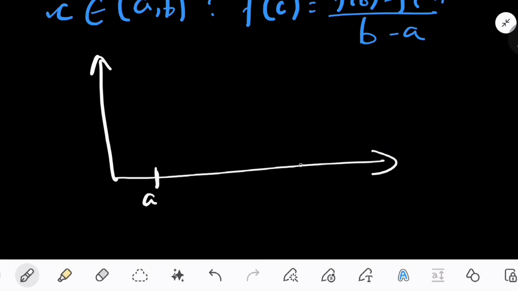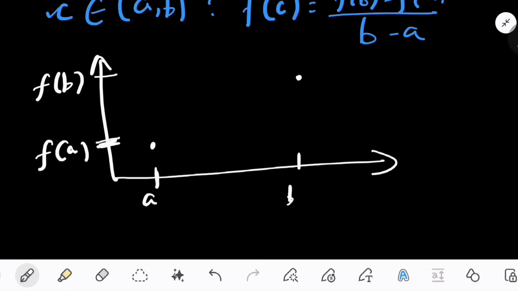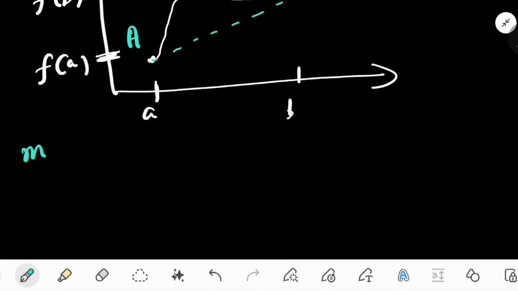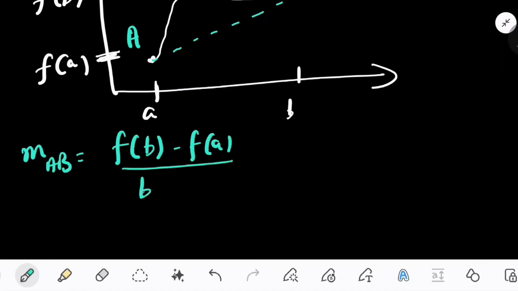Maybe this is A, this is B, right? This is this point and this is this point. This is your f at A and this is your f at B. There is no condition that f A is equal to f B, right? Understand it. So you get somewhat like this, maybe. And now just join this and this point, and name it as AB. What is the slope of AB? M of AB is equal to f at B minus f at A by B minus A, right?